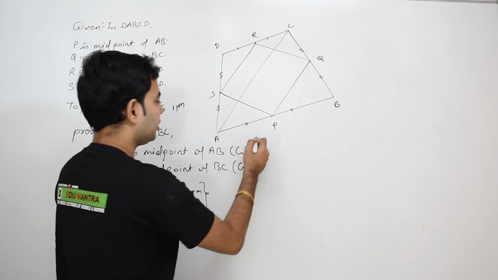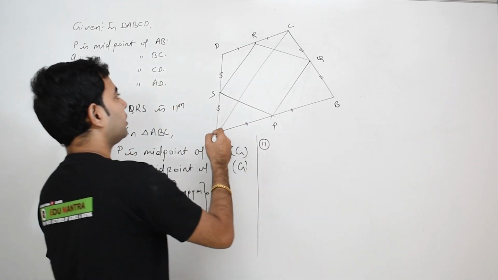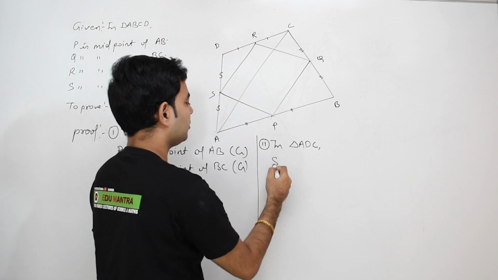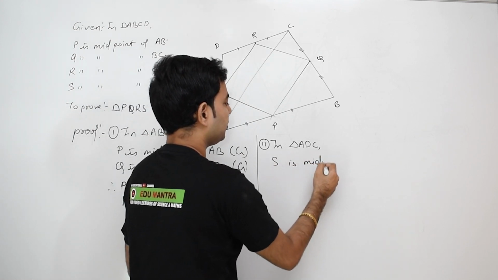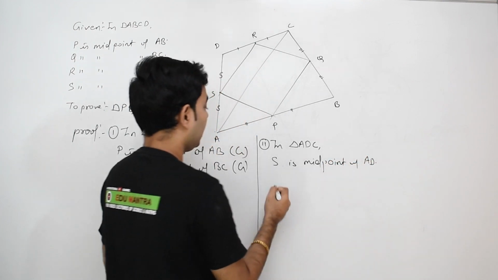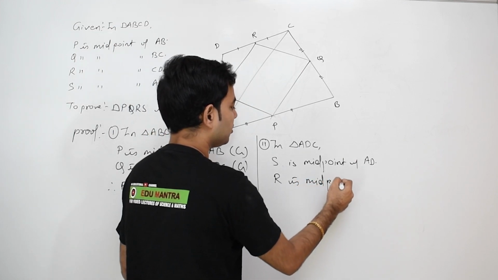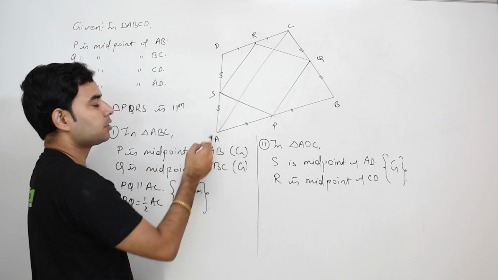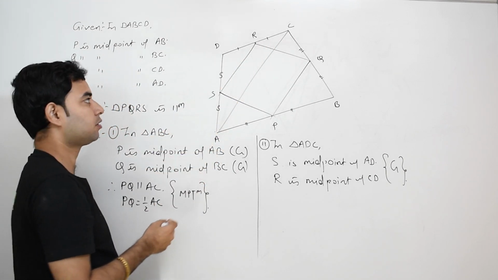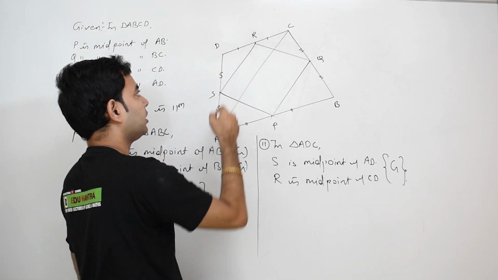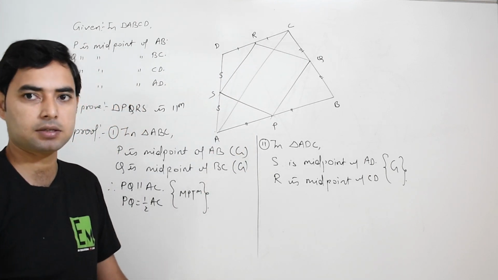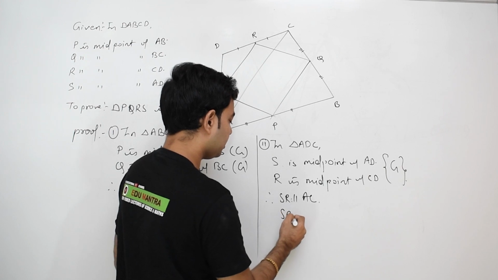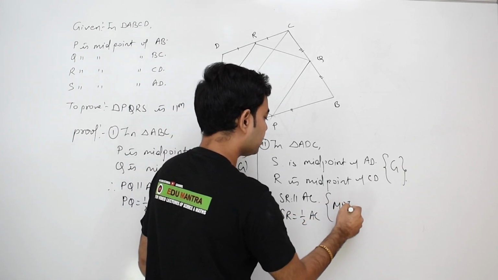अब ये होने के बाद में सेकेंड पॉइंट में, जैसे ये हमने प्रूव किया, इन ट्रायंगल ADC, S is midpoint of AD and R is midpoint of CD. These are given values. So this is a line segment joining the midpoints of the two sides of a triangle. So it is parallel to the third side and half of the third side. It means SR is a line segment joining the midpoint of AD and DC. So SR will be parallel to AC and SR is half of AC. This is again by midpoint theorem.